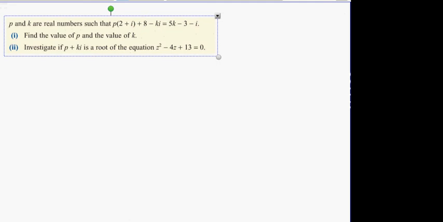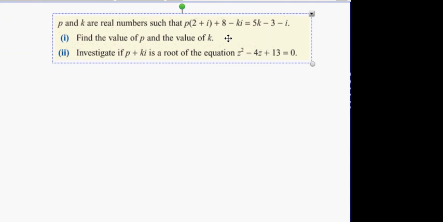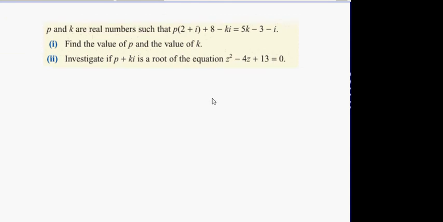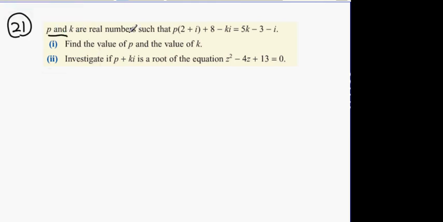This one here, okay? Now, lads, what question is this one again? Can anyone tell me? I left the number out. 21. This question here, Ken. They left out. Okay, so let's look for keywords, okay? P and K are real numbers, such that P times 2 plus i plus 8 minus Ki equals 5K minus 3 minus i. Find the value of P and the value of K.